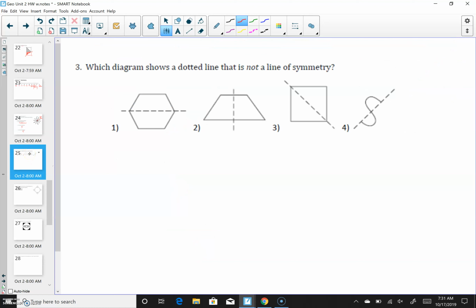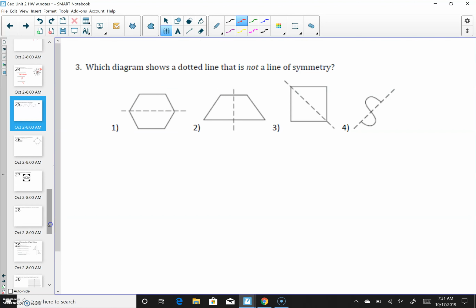Which diagram shows a dotted line that is not a line of symmetry? Okay, and the one that shows something that is not is 4. If you reflect all those curved pieces over, they do not end up on top of their corresponding curved pieces, whereas in number 1, the hexagon will just trade places, number 2, the trapezoid will just trade places, and number 3, the square, they will just trade places. They'll end up perfectly on top of each other.